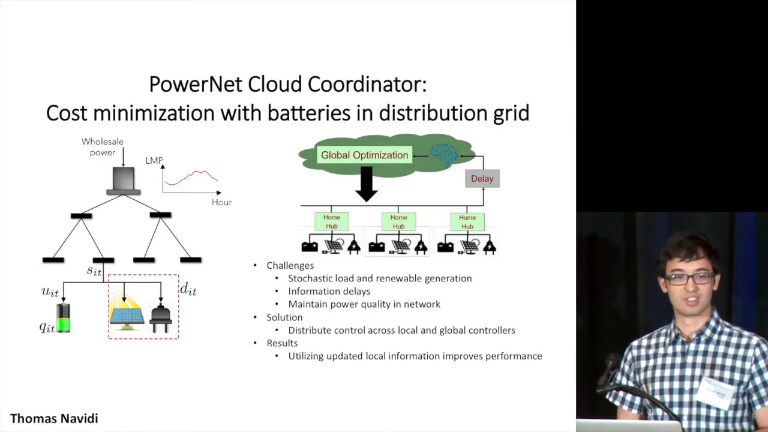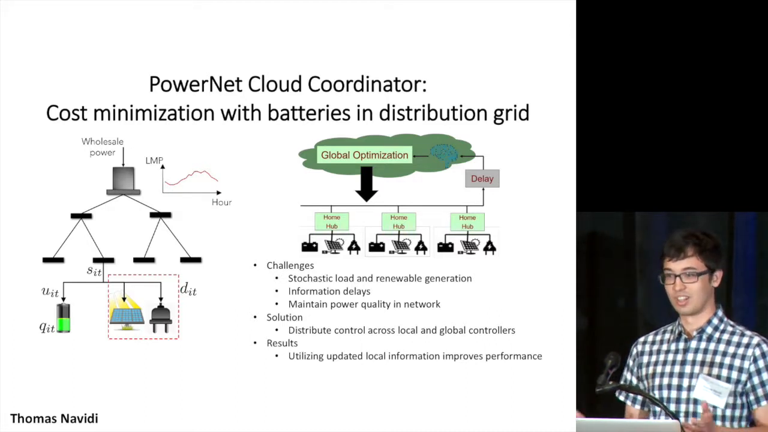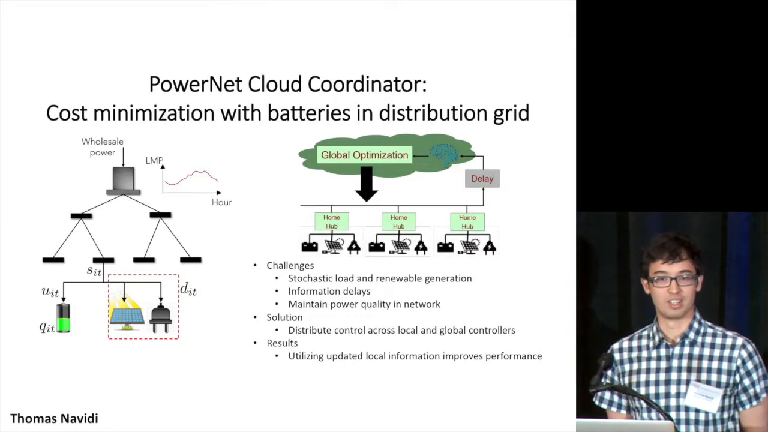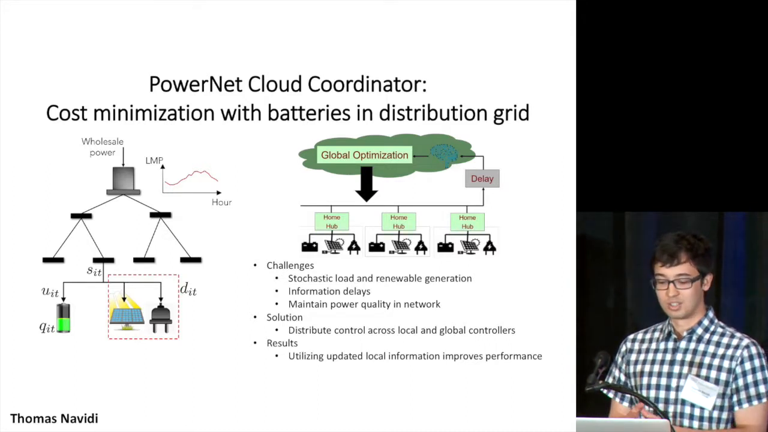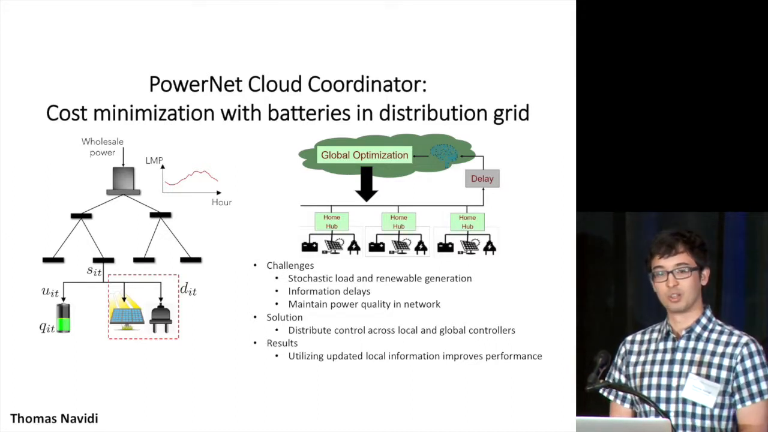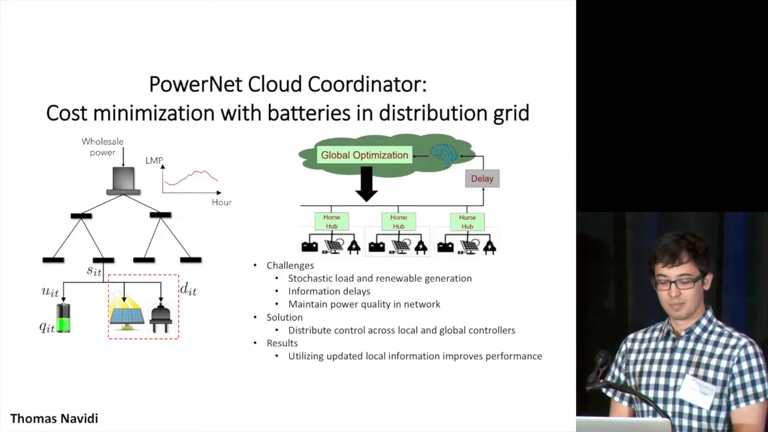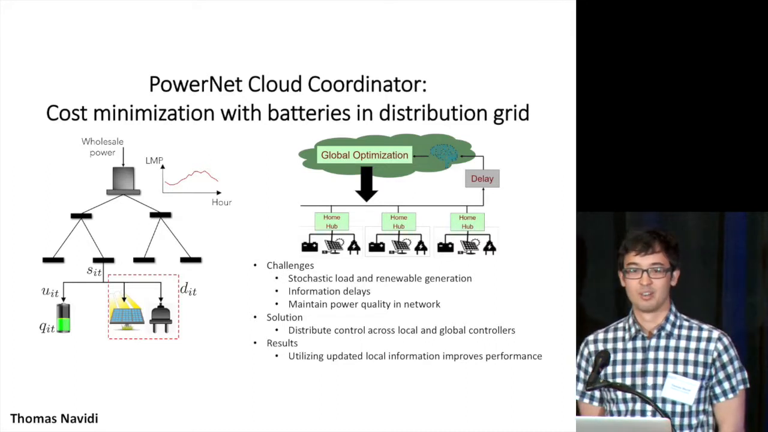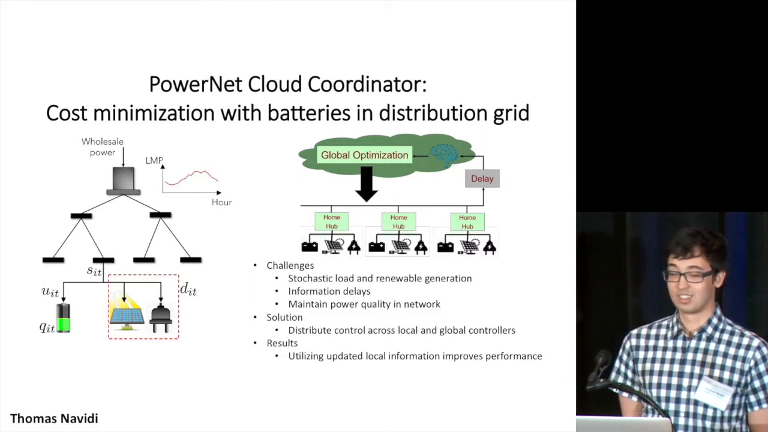First, the stochastic nature of the solar, and also the demand of each house. Also, the information delays between the houses and our cloud coordinator. And also, we want to maintain power quality in the network. So our solution is to use 2 stages, a global optimization and a local optimization, which exchange information under strict delays. We tried 3 different implementations of this architecture with pretty interesting results. So come check out the poster for more details on that.